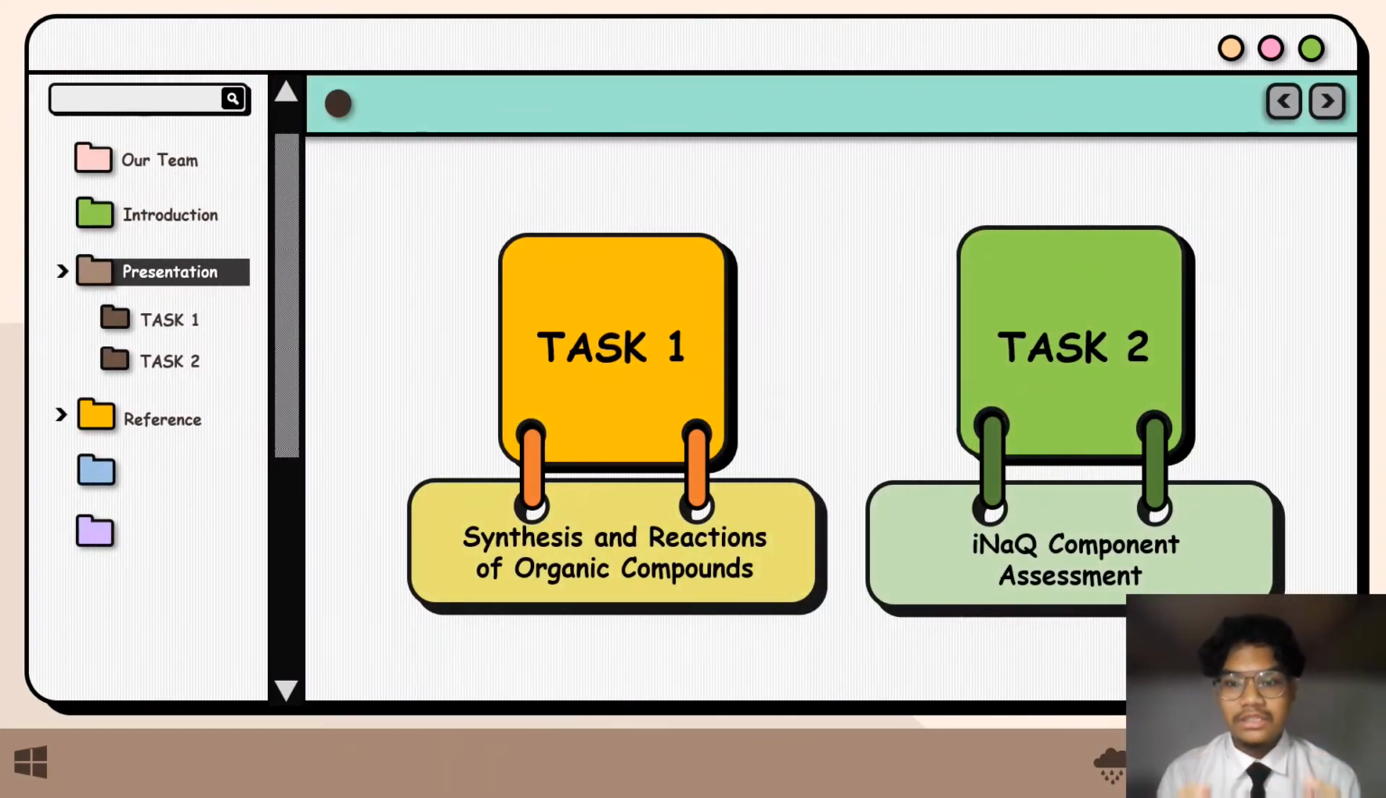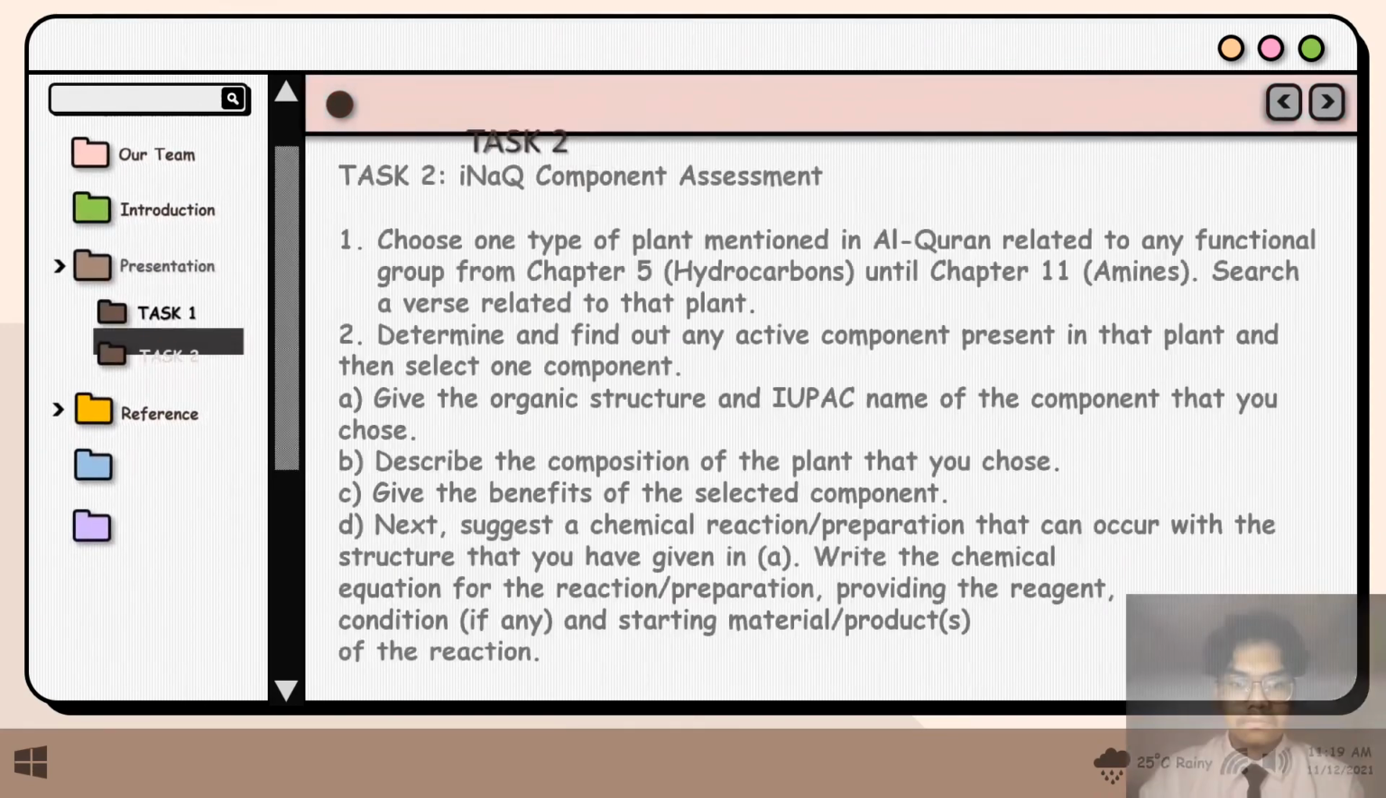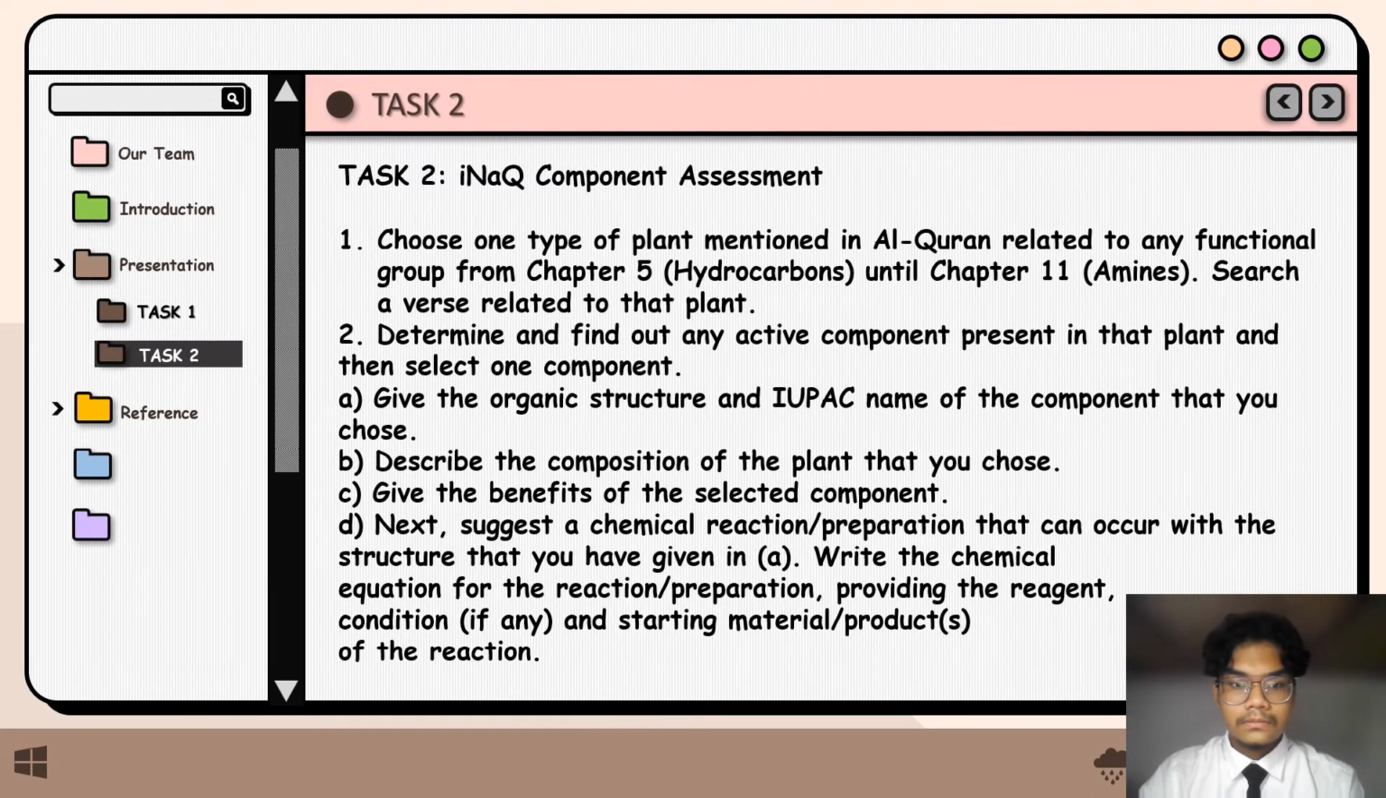Move on to task 2, which is INEC component assessment. INEC stands for integration, nuclei, and alkali. This is the question for task 2.